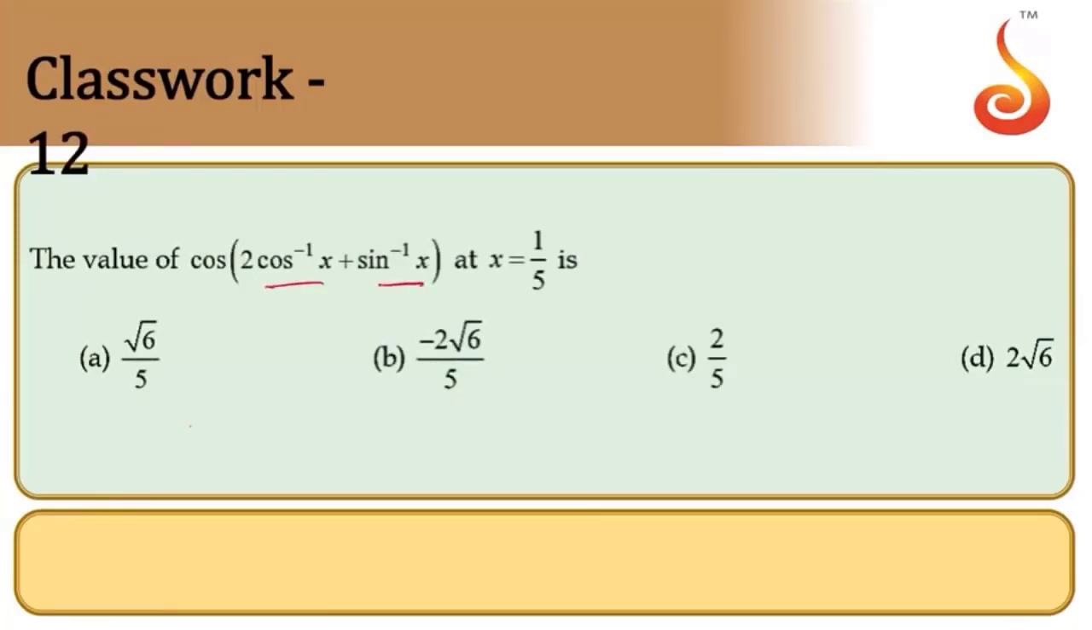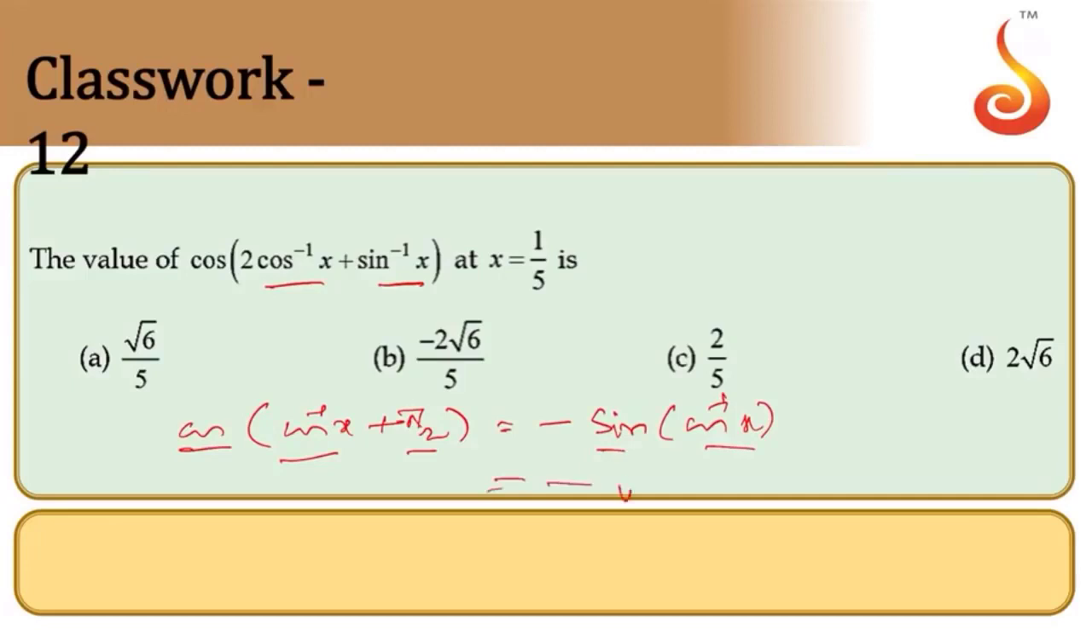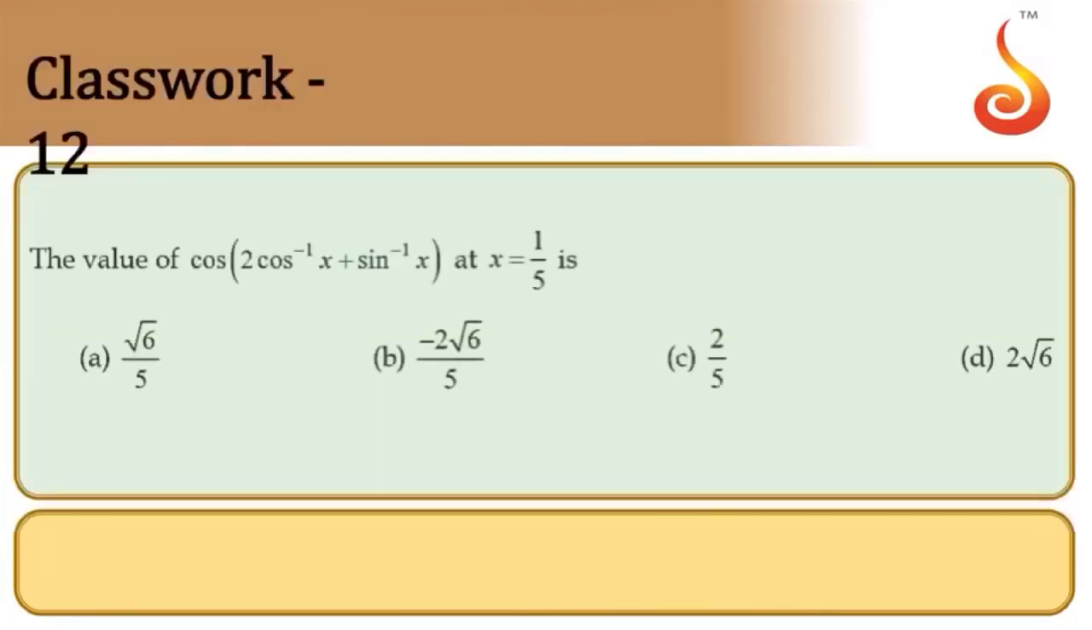Next, similarly, cos inverse x plus sin inverse x is pi by 2. So it is cos of cos inverse x plus pi by 2. Cos 90 plus theta is nothing but minus sine of cos inverse of x. But sine of cos inverse x is nothing but under root of 1 minus x square. When x is equal to 1 by 5, substituting, 1 minus 1 by 25, minus under root of 24 by 25, which is equal to minus 2 root 6 divided by 5. That is the answer.